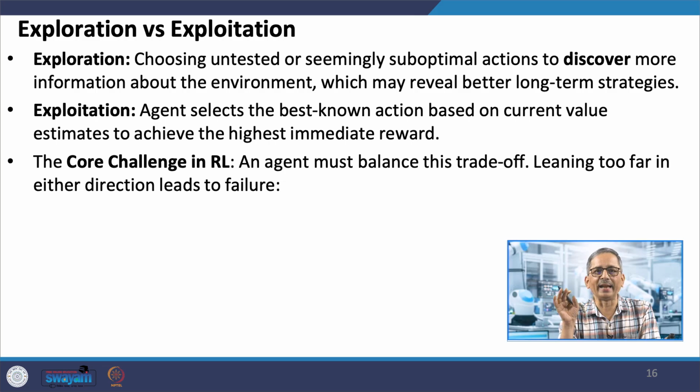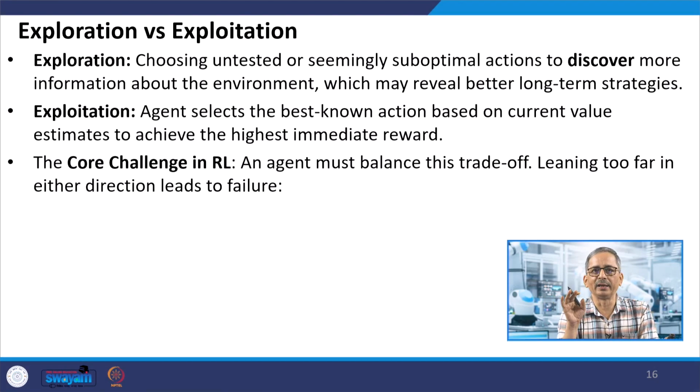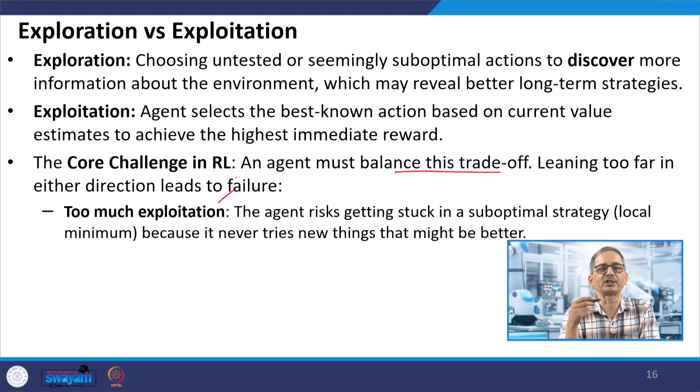Now, the core challenge in reinforcement learning is that the agent must balance this trade-off, whether it has to do the exploration or the exploitation. So balance has to be there. Leaning too far in either direction leads to failure. So what happens if we have too much exploitation? The agent risks getting stuck in a suboptimal strategy. That is possible because it will never try new things that might be better if it follows too much exploitation.